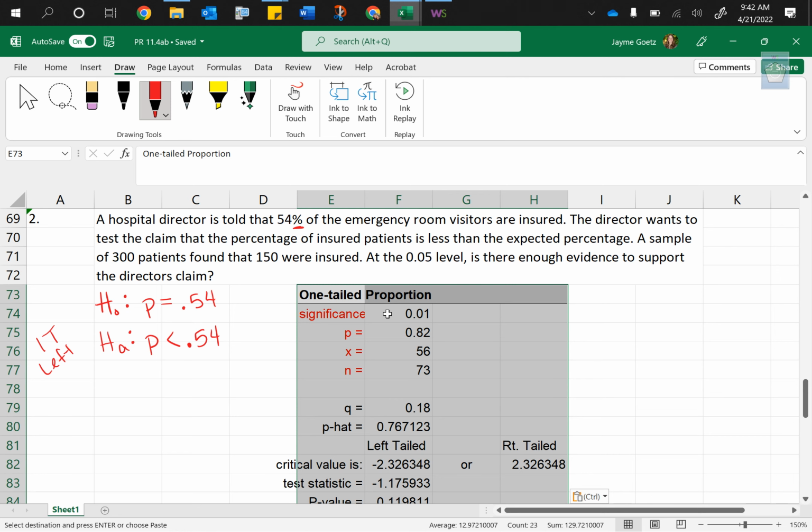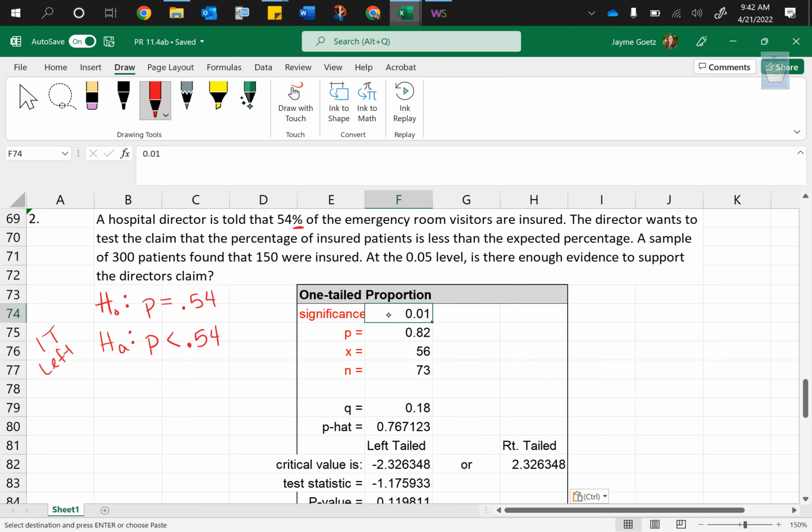So based on what I need in red here, I need my alpha, I need my P, I need my X, and I need my N. Okay? Alpha, P, X, and N. So my alpha is the significance level. Did they specify what kind of level I needed? It says at the 0.05 level. Very good.